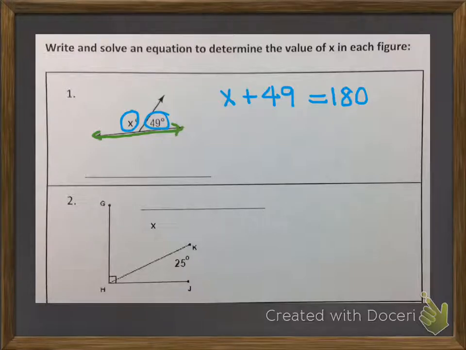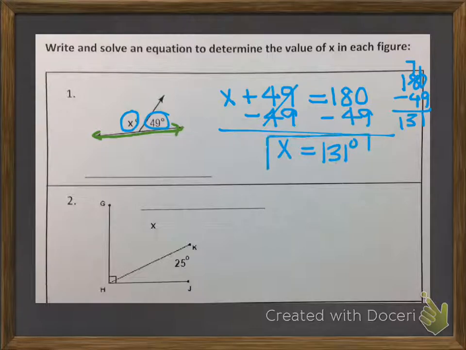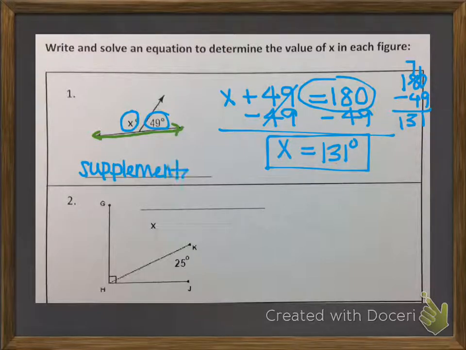How do I get x by itself? Well, this is adding 49, so I need to subtract it. That goes away. x equals, well, 180 minus 49. When I do that, that's 1, 3, 1. So that means that the angle x is 131 degrees. Yes, degrees, so do not forget your degree sign here. And we just said that this is what equals 180 degrees, so this is a supplementary angle.